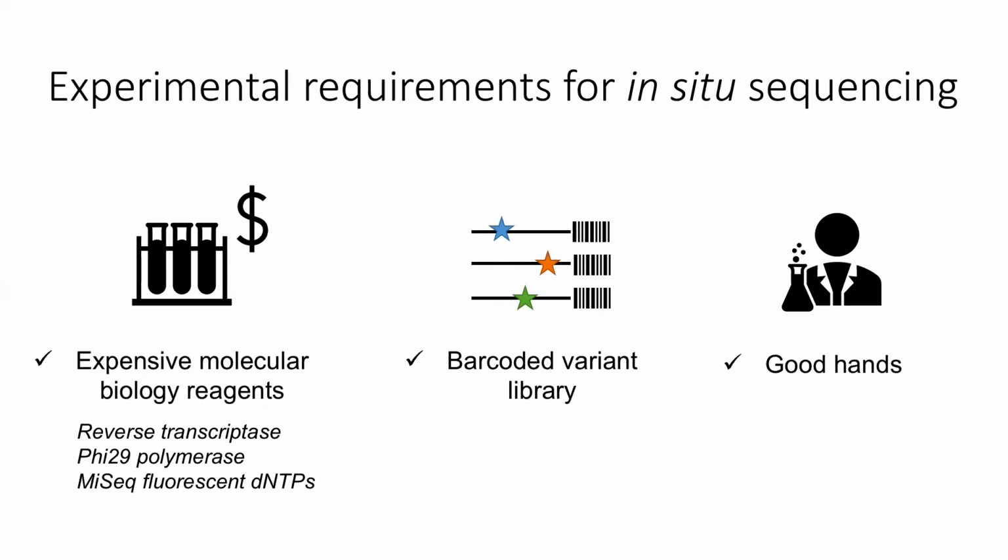Okay, so for in situ sequencing, one of the things to keep in mind is that each run requires some pretty expensive molecular biology reagents. You need reverse transcriptase, you need a Phi-29 polymerase, you need some MiSeq fluorescent dNTPs, so it's kind of more expensive reagent-wise. You do need a barcoded variant library because you can read 12 nucleotides and not really any longer than that. So if you're hoping to read out a tile of a library, for example, it's not going to get you there. And the final thing I have up here is good hands.